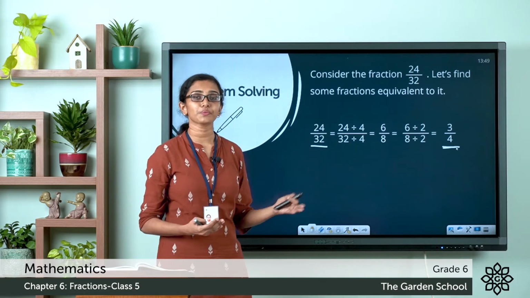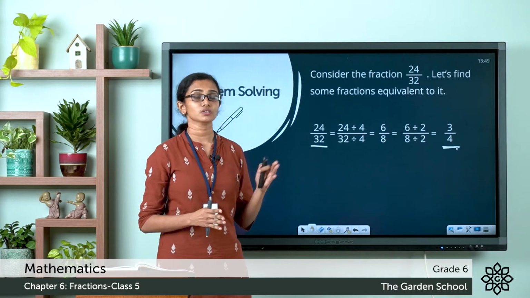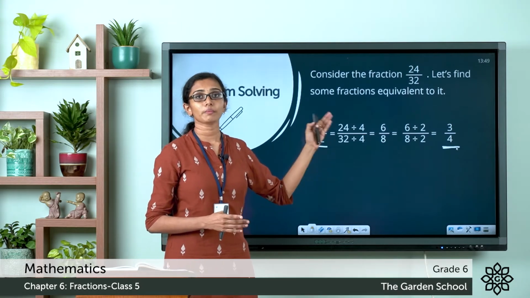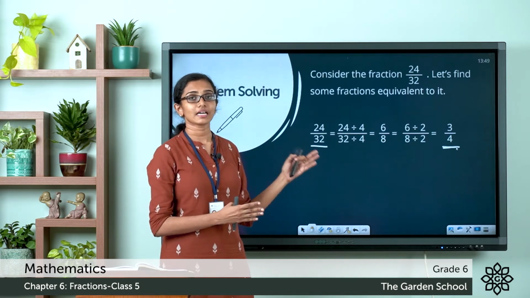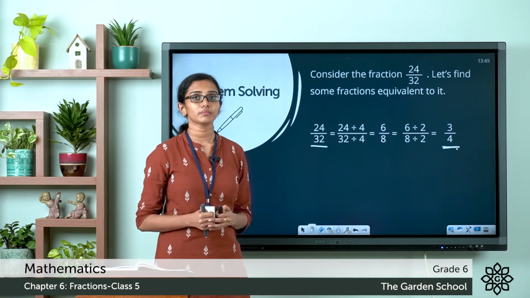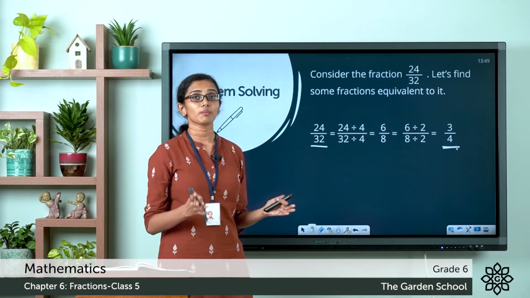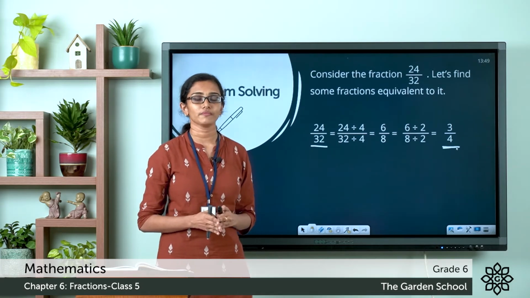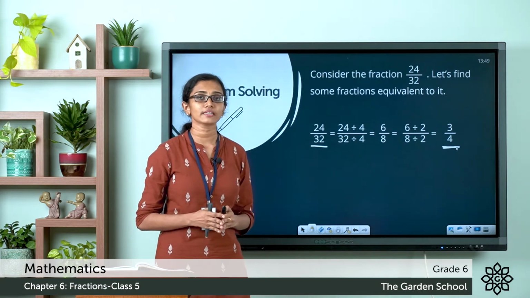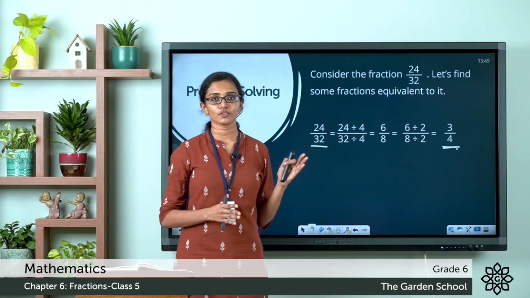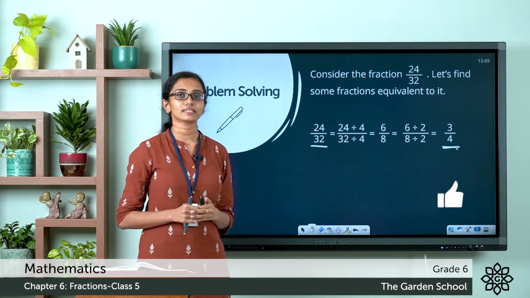Now what if we can divide the numerator and the denominator with the greatest number possible so that we get the simplest form in one step? Can you tell me which is the largest number that can divide two or more given numbers? It will be the largest common factor, or the greatest common factor, or the highest common factor for the numerator and the denominator, right? So if you find out the HCF of the numerator and the denominator, you'll get the simplest form in just one step.